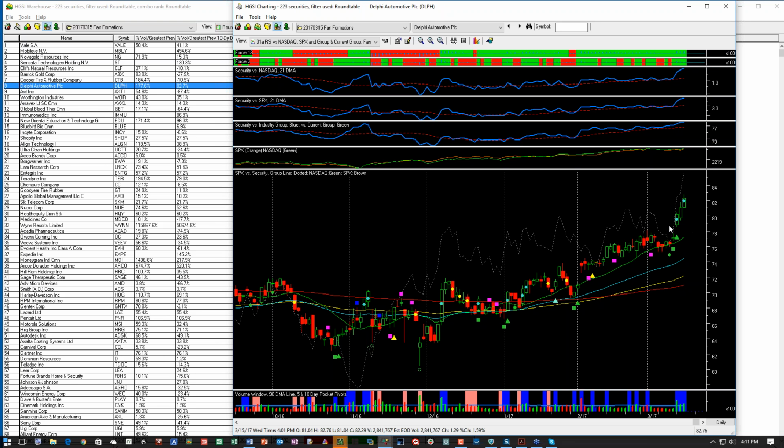And by the way, Fred, yesterday you asked which industry groups had a pocket pivot. The automotive group was one of the two that did. This group has been very strong the past few days. You can see that this stock is outperforming the NASDAQ, the SPX, and its current group because it is going up. It's had 3 days of pocket pivots.